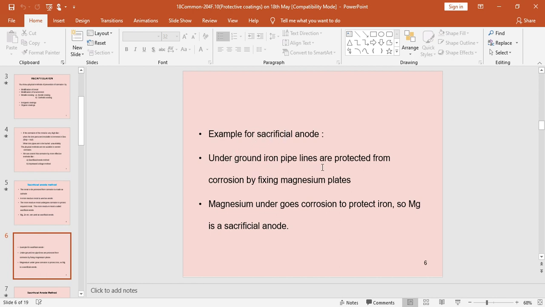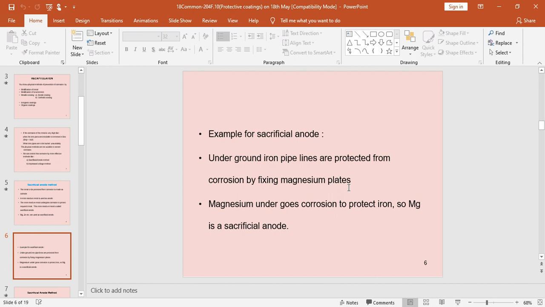Underground iron pipelines are protected from corrosion by fixing magnesium plates. Right? See here, buried or underground pipelines. First of all, the pipelines act as anodes. So anodes means they are ready to go to corrosion. How will we protect that corrosion? How will we protect those iron pipelines from the corrosion?